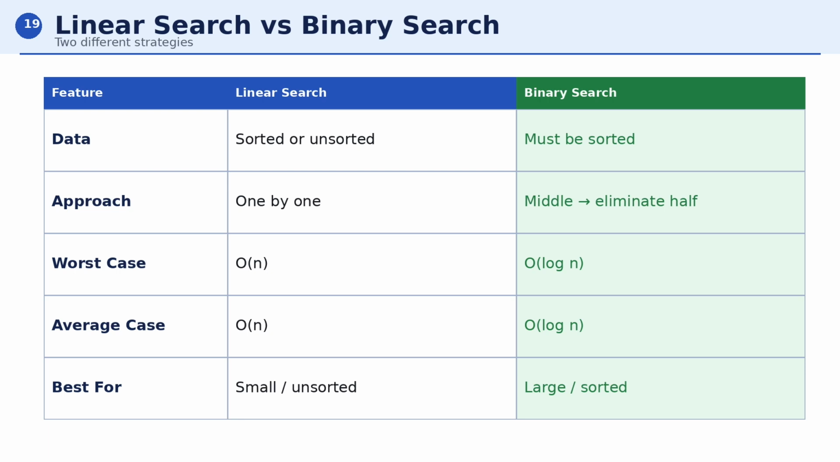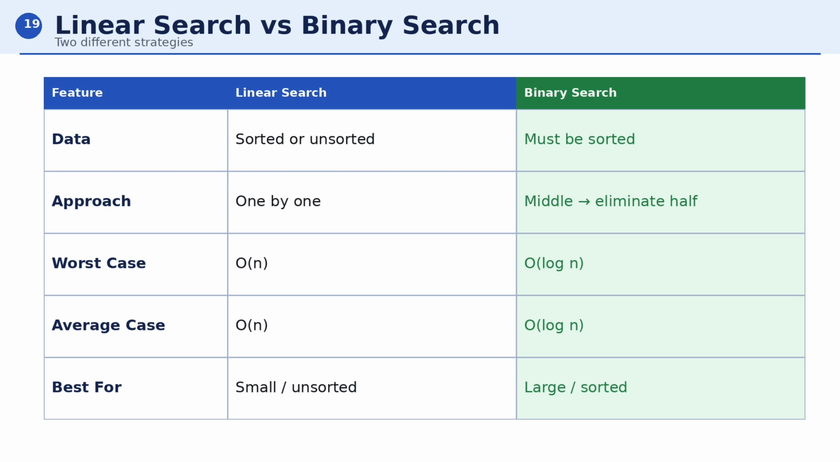Let's compare the two algorithms. Linear search is extremely simple. It works on both sorted and unsorted data, but it may need to check every element. Binary search is more efficient. It repeatedly eliminates half of the search space. But there is one condition: the data must be sorted. So, which one should we choose? If the dataset is small or unsorted and we only need to search once, linear search may be perfectly fine. If the data is sorted and we are performing searches on a larger dataset, binary search is usually a much better choice.